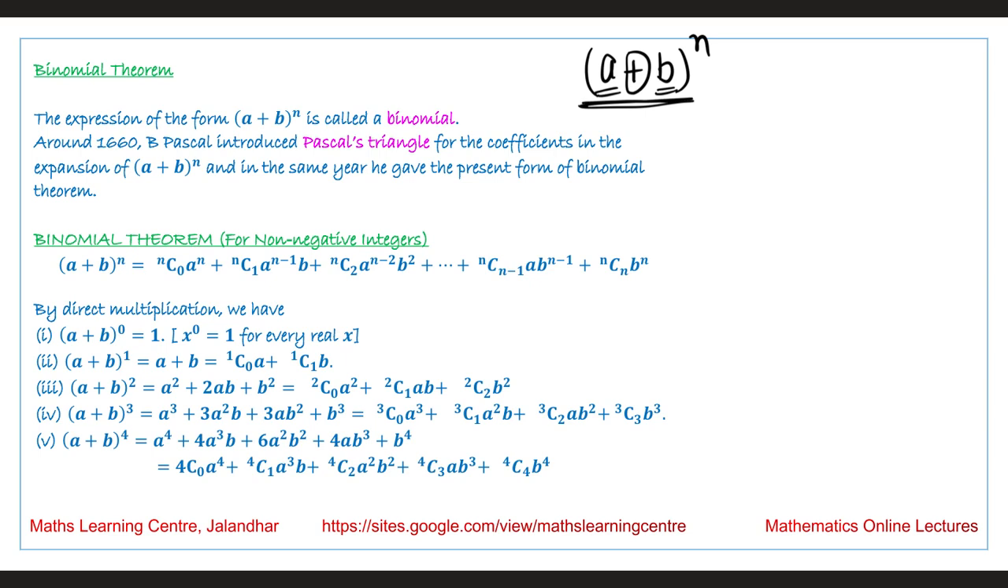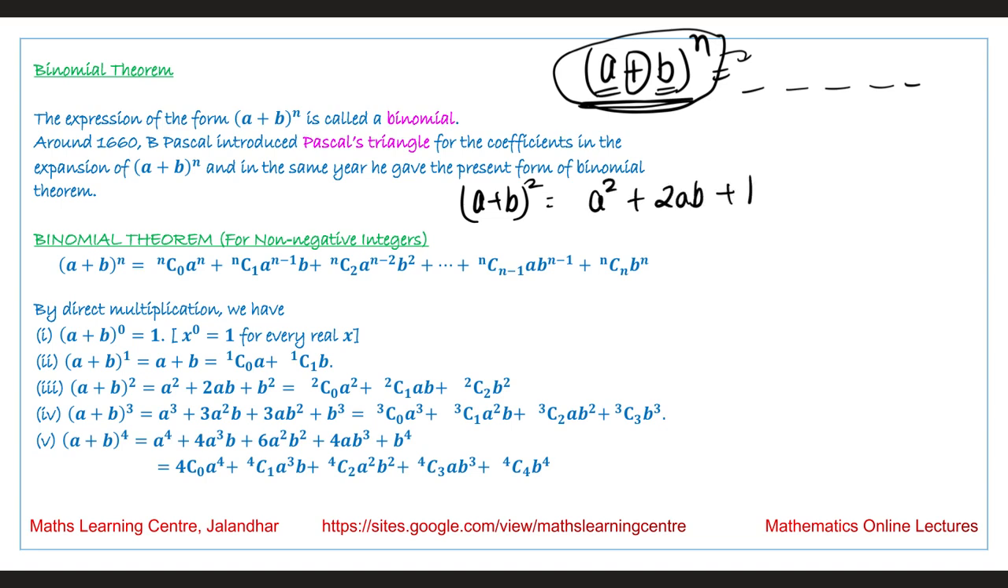And if we expand this expression, with power n over here, we will obtain some terms and the coefficients corresponding to those terms. Suppose I am talking about a plus b whole square. We have a square plus 2ab plus b square. So the coefficients over here are: corresponding to a square it is 1, corresponding to ab it is 2, and corresponding to b square it is 1. So these are the coefficients we are talking about.